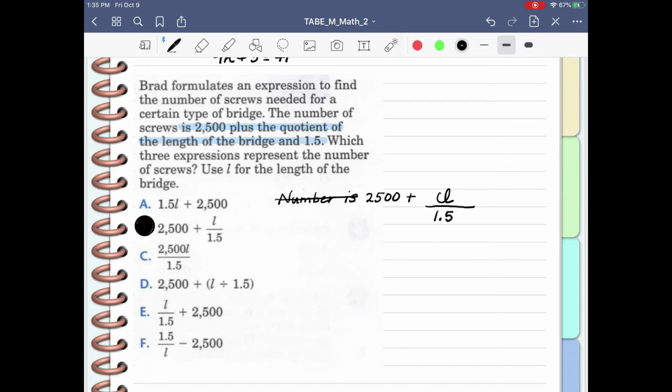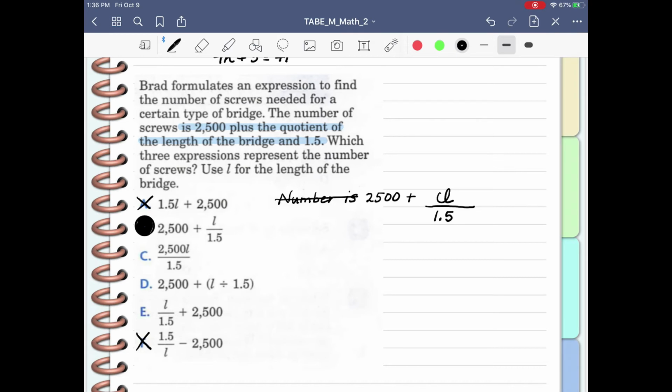I can eliminate A because it has no division, and that's what quotient means. The others have division. I can eliminate F because it has subtraction. It also has the 1.5 on top, so we can't do that.